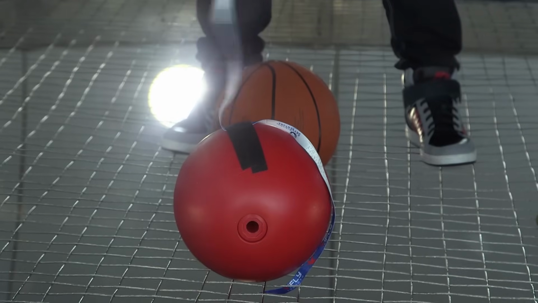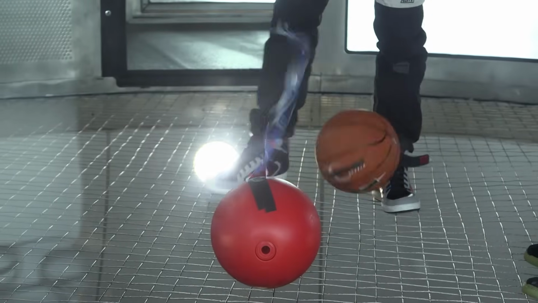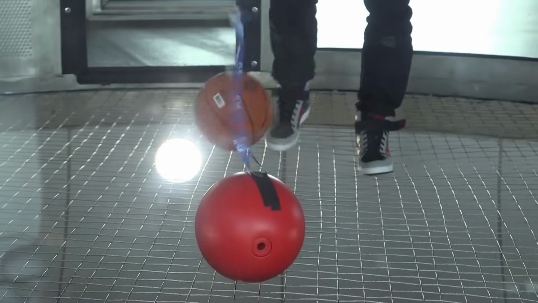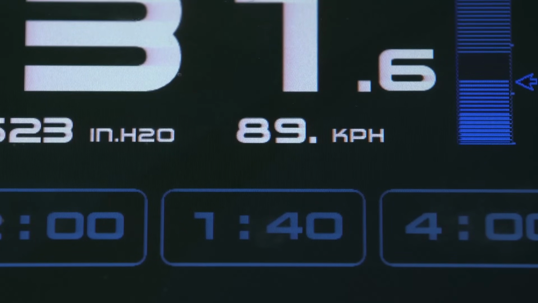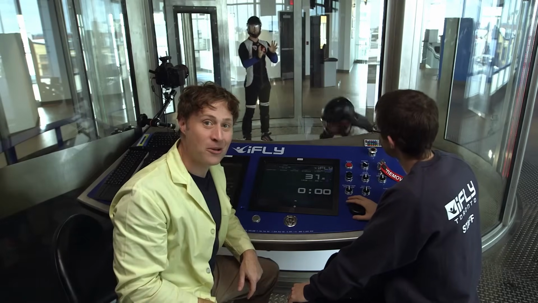35, 58, nothing happening yet. This number here is the one we're looking at to see how fast the air is moving. 86, something's starting to happen. Oh, 89, wind speed of basketball, 89 kilometers an hour.